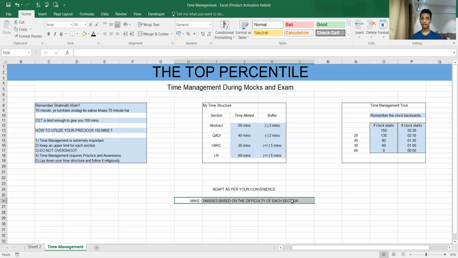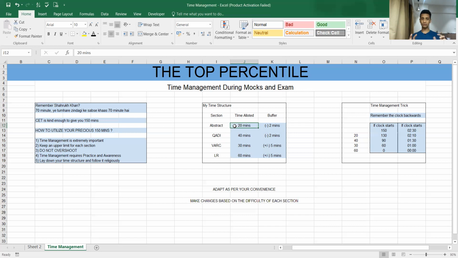I might contradict myself a bit over here, but if you think in a particular mock, I've written QA, I'll give maximum 40 minutes. If I think that QA is going to be very difficult and I've seen through the questions it's going to be excruciatingly difficult, then I might cut my time in QA. I might give only 25 minutes to QA and then the extra 15 minutes, I would split up in VARC, LR, and abstract. So that would take my VRC total to 35 minutes, maybe LR total to 65 minutes, and abstract total to 22 minutes or whatever.